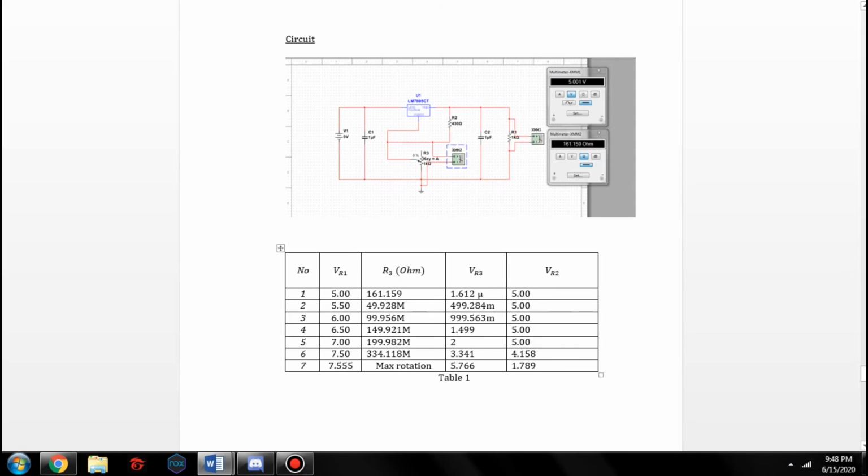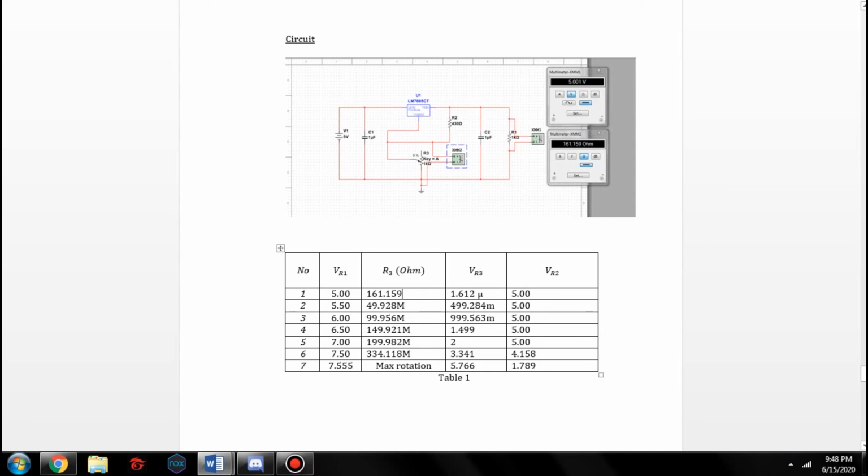So, here's our circuit. As you can see, we get 5 volt and 161.159 ohm. And then we get the results and put them in the table. So here are the results: VR1 5 volt, R3 161.15 ohm, VR3 1.612 microvolt, and VR2 5 volt.